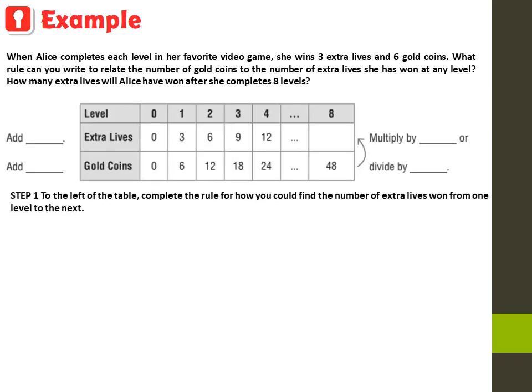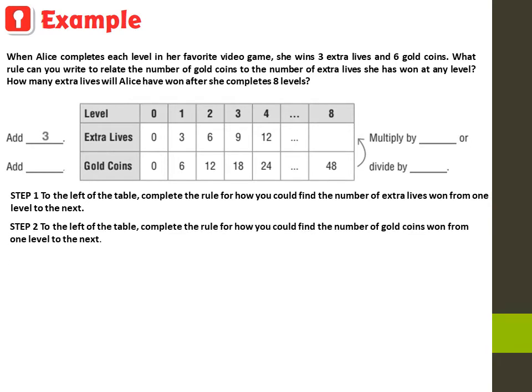Step 1. To the left of the table, complete the rule for how you could find the number of extra lives won from one level to the next. From one level to the next, Alice wins 3 more extra lives. So the rule is to add 3.